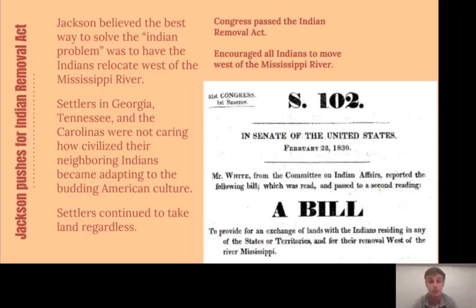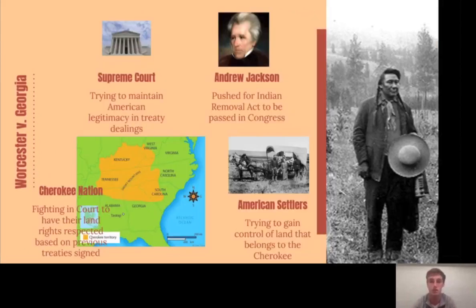Now, what did Jackson believe about it? He believed that the best way to solve the American Indian problem, as he called it, was to relocate the Indians west of the Mississippi River into what would be modern-day Oklahoma. He noticed that settlers in Georgia and Tennessee and the Carolinas didn't really care about how much the Cherokee were adapting to fit into American culture. They cared mostly about taking land and accessing that land for themselves. So Andrew Jackson is integral in passing the Indian Removal Act, a law encouraging all Indians to move west of the Mississippi.